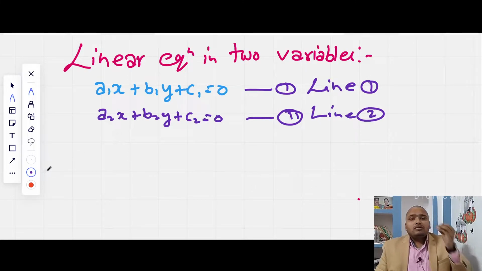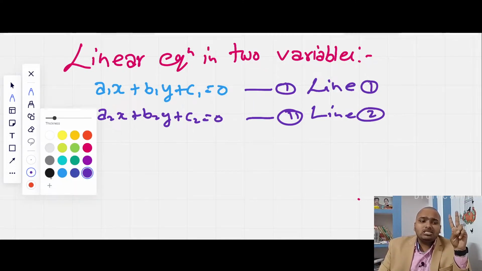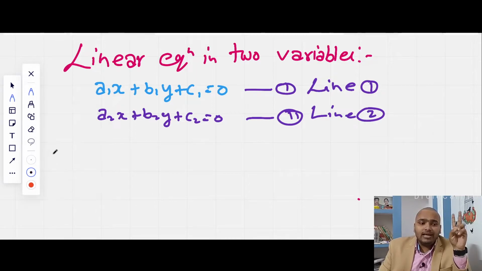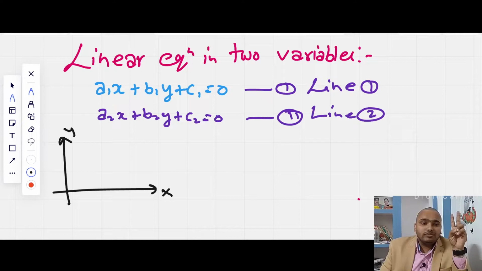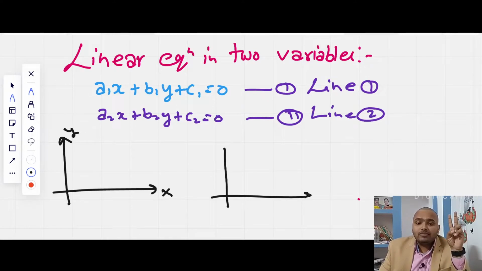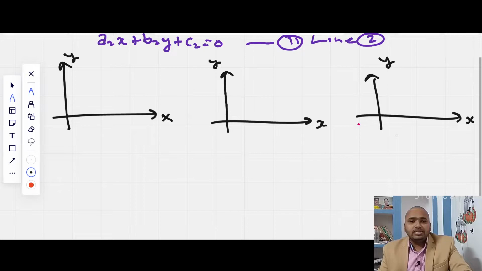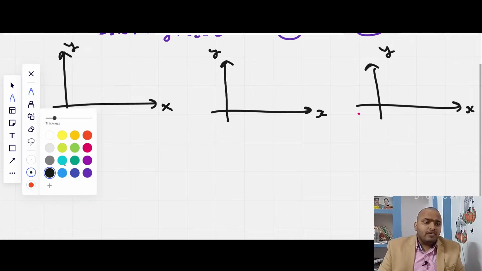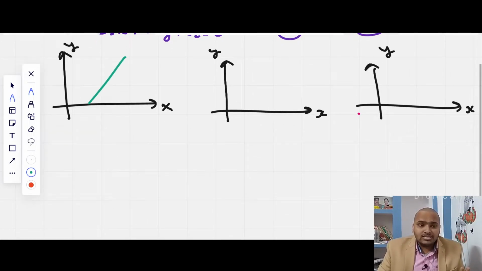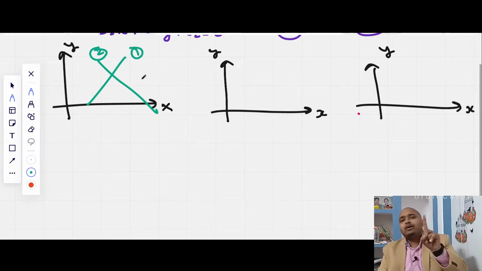So when you draw or find those two lines, only three possibilities can happen on the xy axis. Let us see what those possibilities are. First, the two lines can cross each other at a single point.